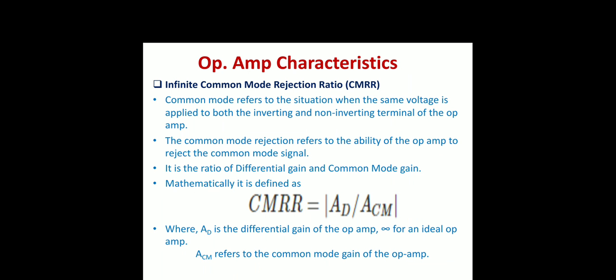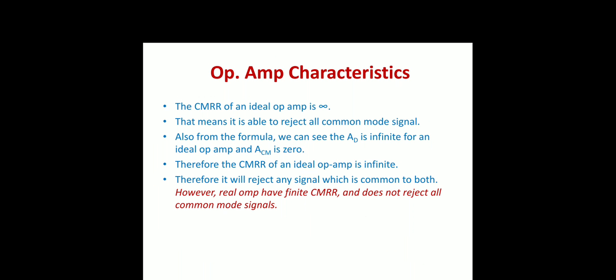Here, mathematical expression is given as CMRR is equal to mod of AD divided by ACM, where AD is the differential gain of op-amp and it is infinity for an ideal op-amp. ACM means common mode gain of op-amp. As CMRR for an ideal op-amp is infinity, it is able to reject all common mode signals. It rejects any signal which is common to both. However, real or practical op-amps have finite CMRR and do not reject all common mode signals.